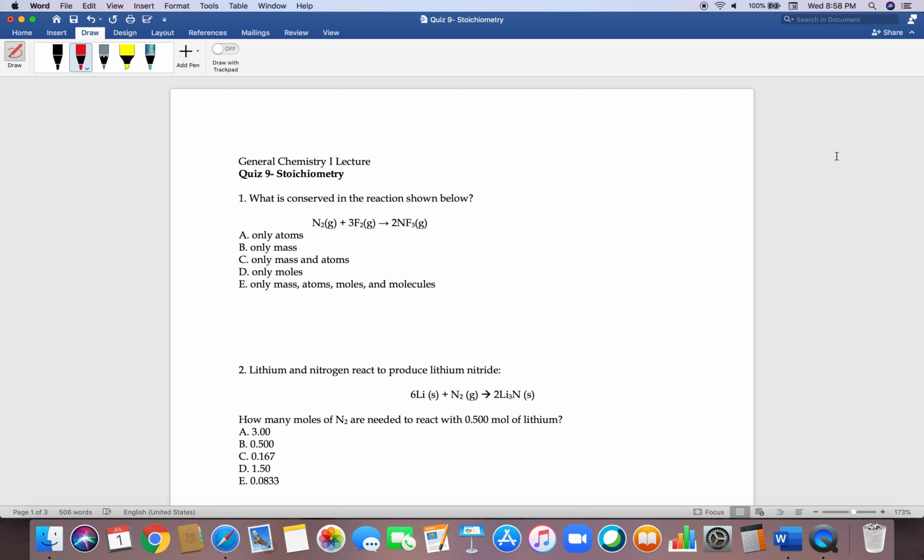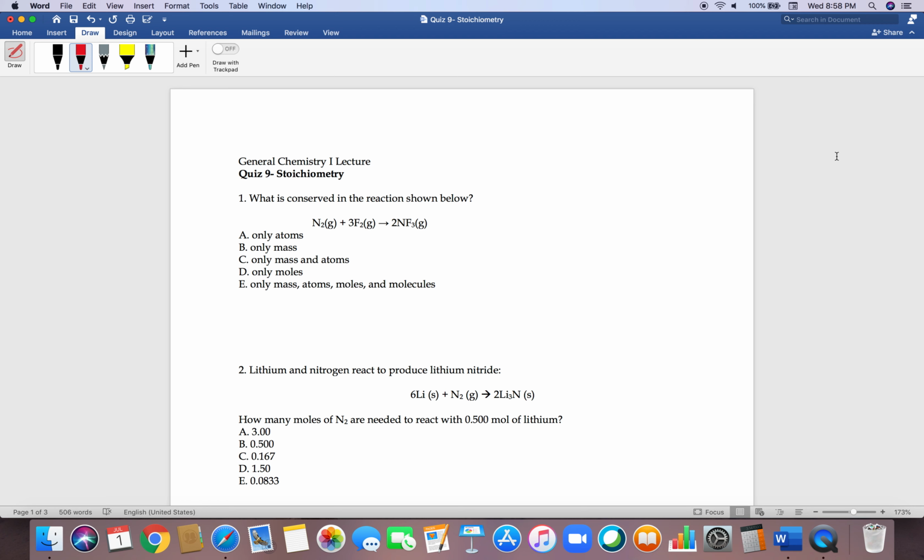Stoichiometry is another key important skill that you need to have. Not only is it important for the remainder of this course, but it's important in general chemistry too, and it will follow you in any higher level chemistry course that you wish to take. So it's important that you have a really good understanding of stoichiometry. That being said, let's get started.